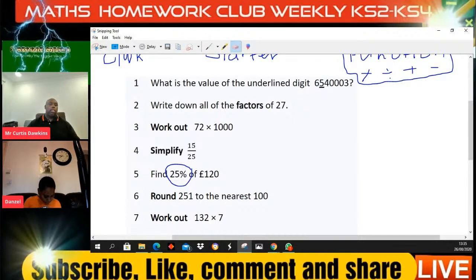Have you found it? So 25% is the same as the same.